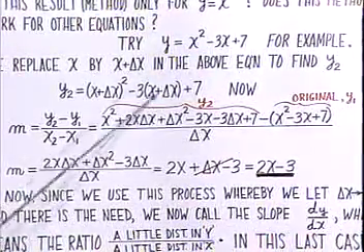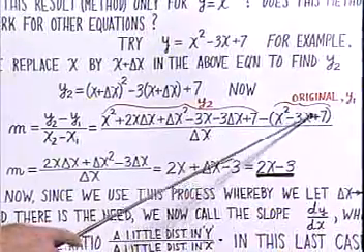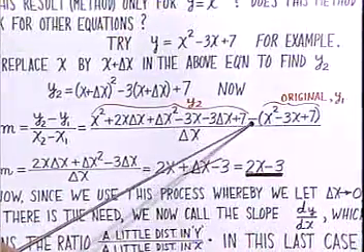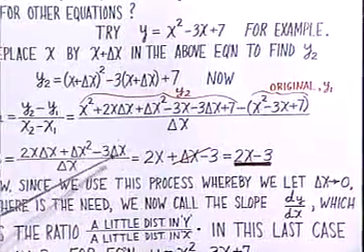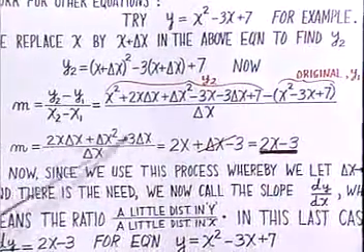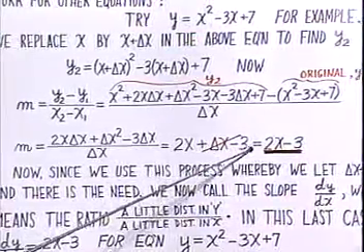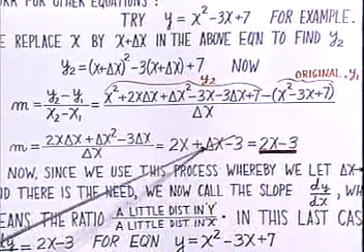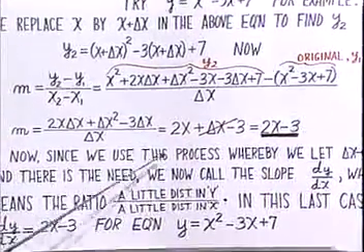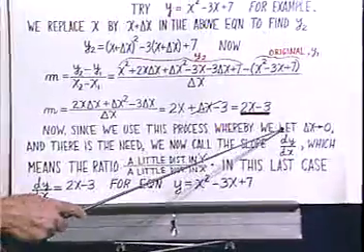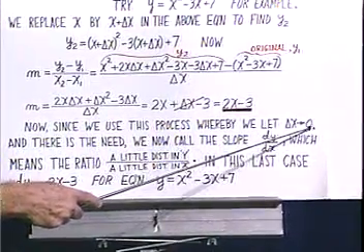That's all this here. Here's the original equation over here. There's always got to be a minus sign there. Delta x is always in the denominator. We simplify it, and we come up with 2x minus 3 when we drop the delta x out. 2x minus 3.